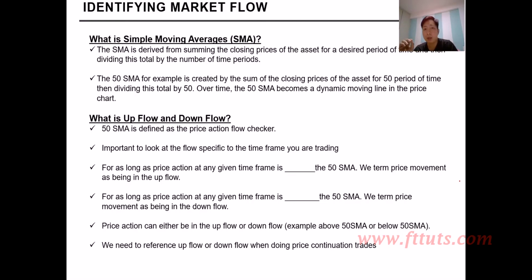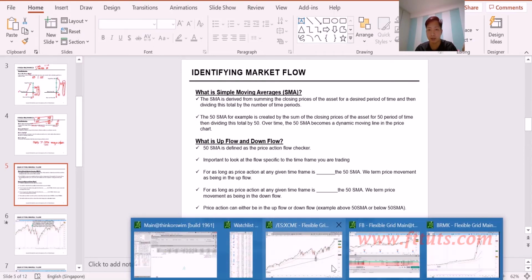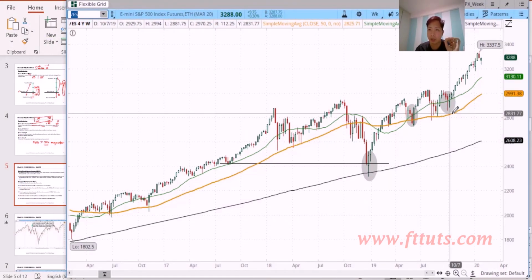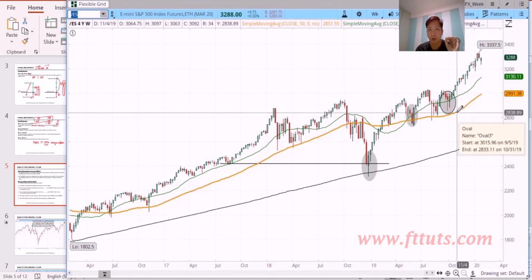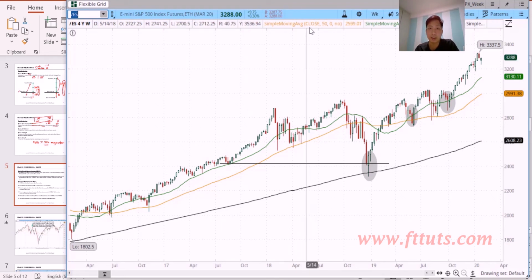Before we do that, you need to first understand what is this thing called a simple moving average. We call it in short form, SMA. It's basically this line. For those of you who are familiar with some technical analysis, as you can see, this yellow line is what we call the 50 simple moving average. You can see over here at the indicator, the simple moving average 50.